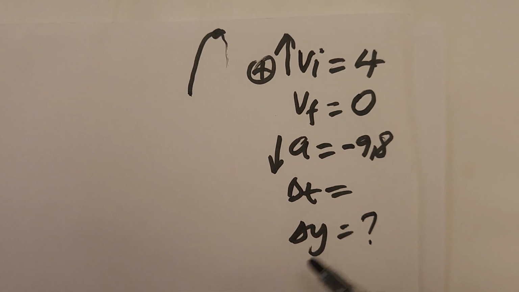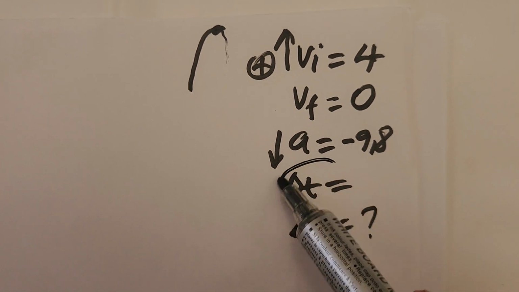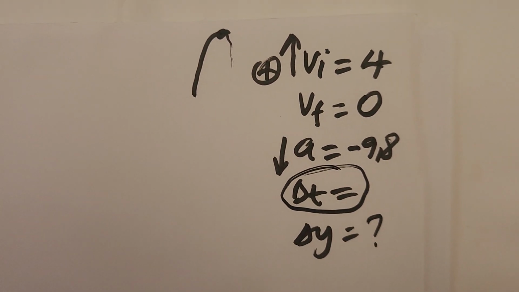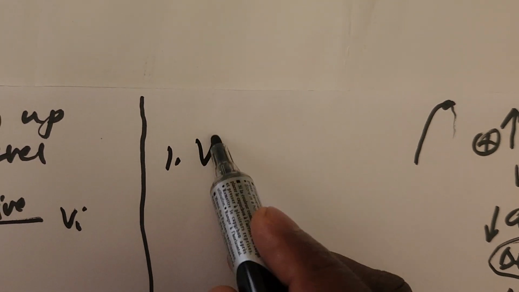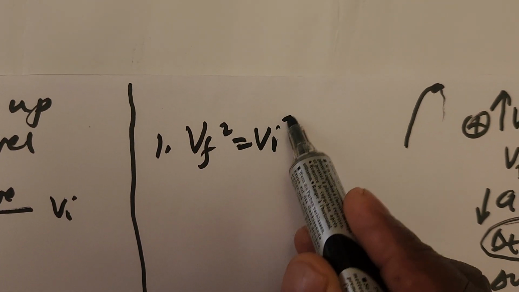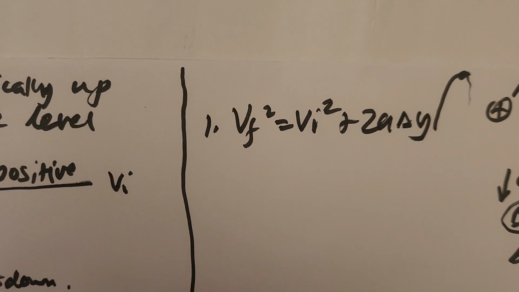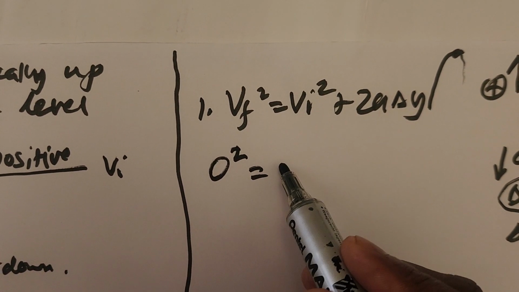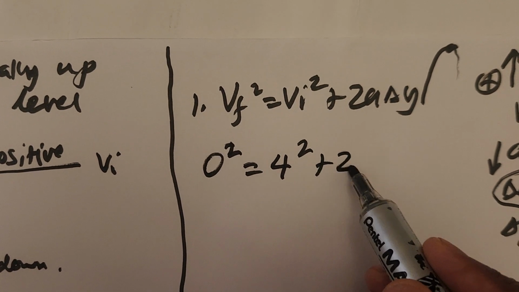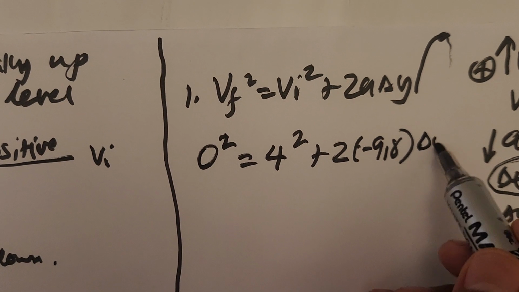Or again, another approach can say we go for the formula that is without delta t. Therefore, there's only one formula in the 4 equations of motion that doesn't have delta t. Therefore, the easiest one, that's our number 1, we'll have VF squared equals VI squared plus 2A delta y. That you just copy like that. The final velocity is 0. And then initial is 4 squared plus 2 into negative 9.8 multiplied by delta y.